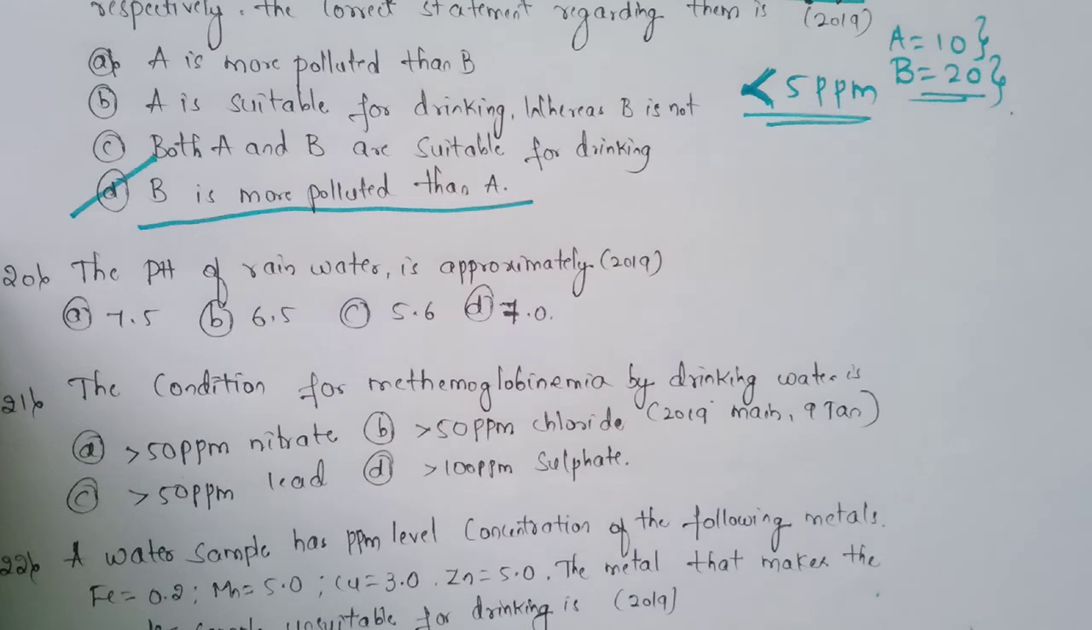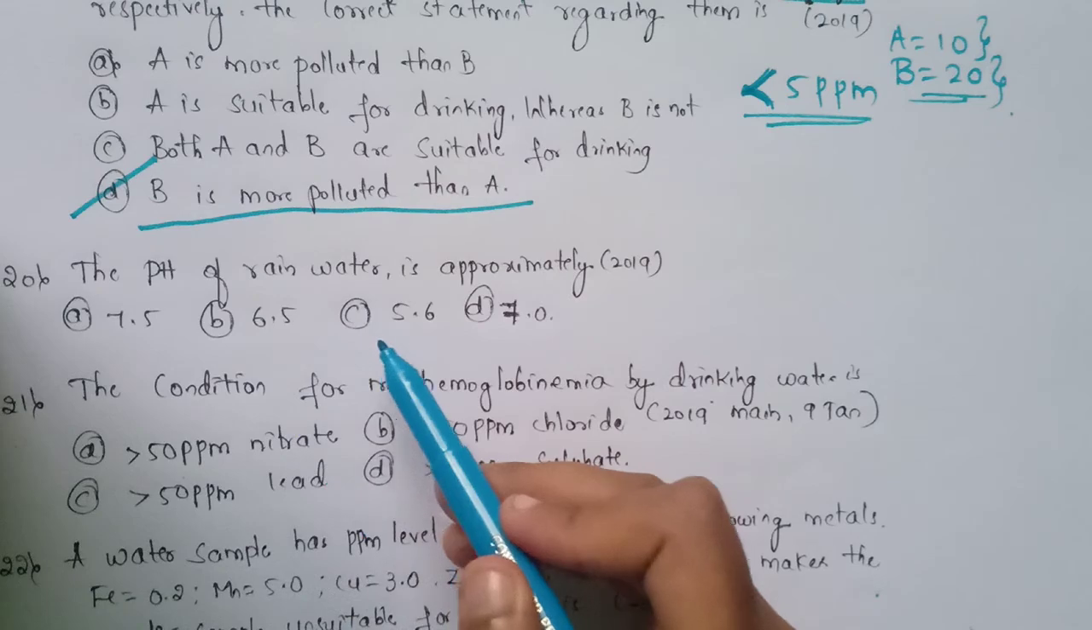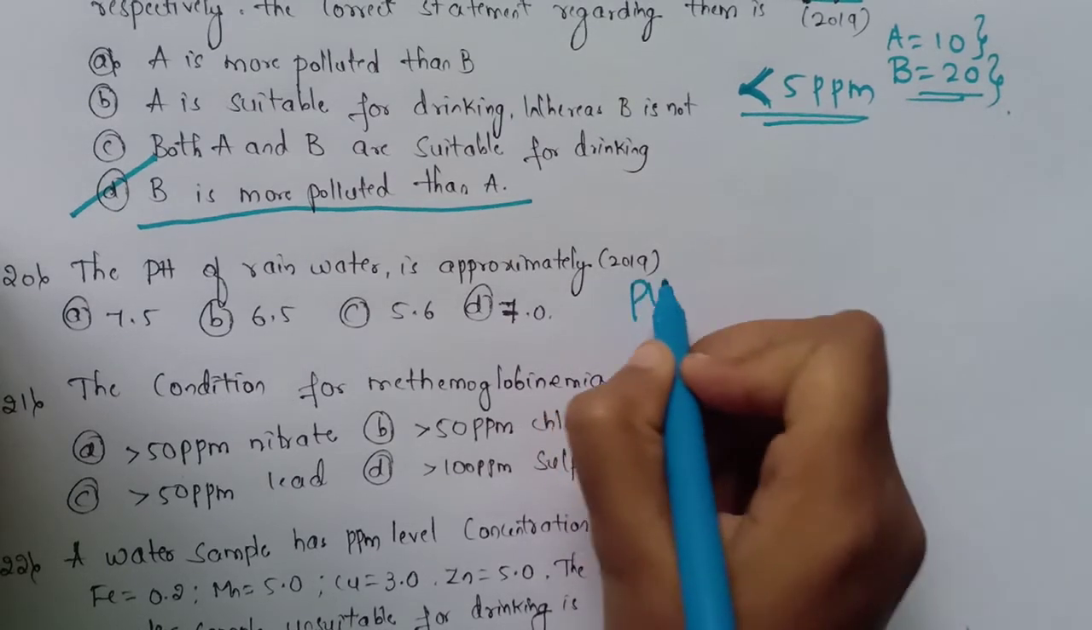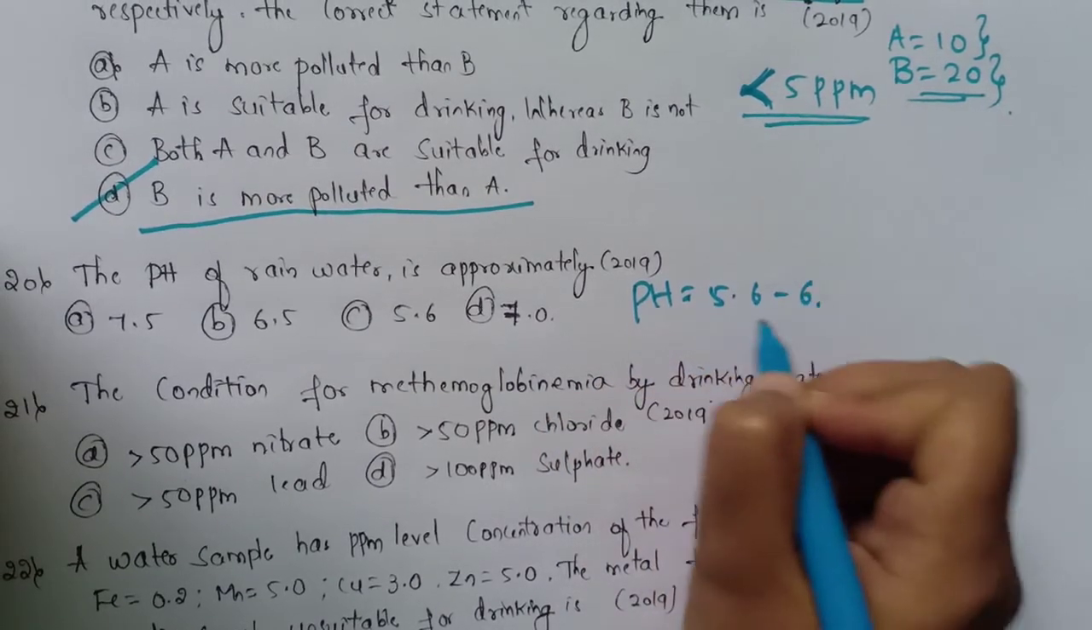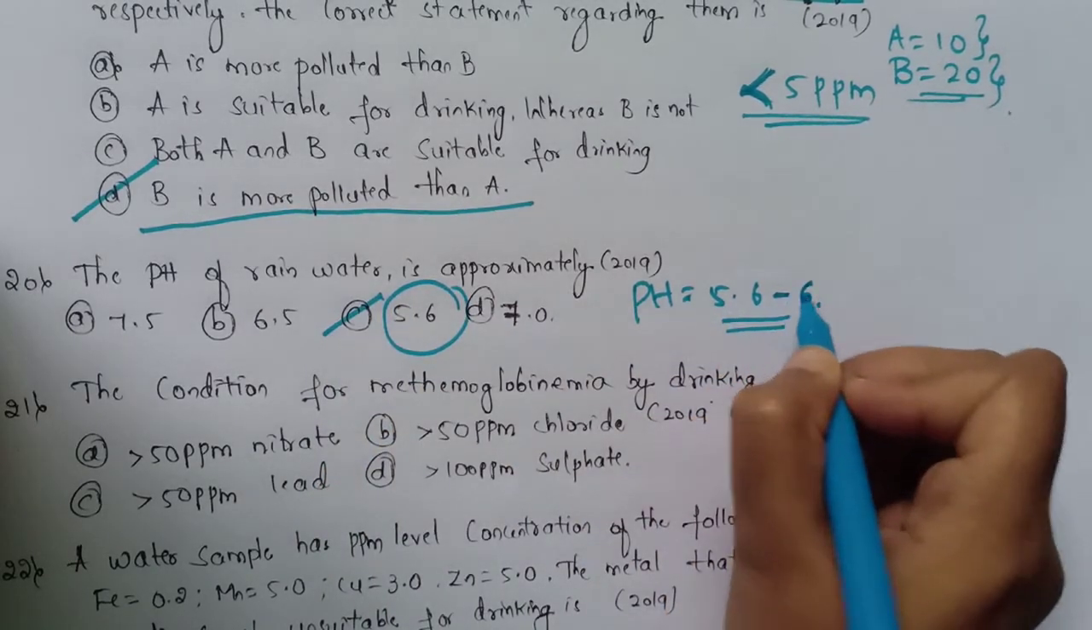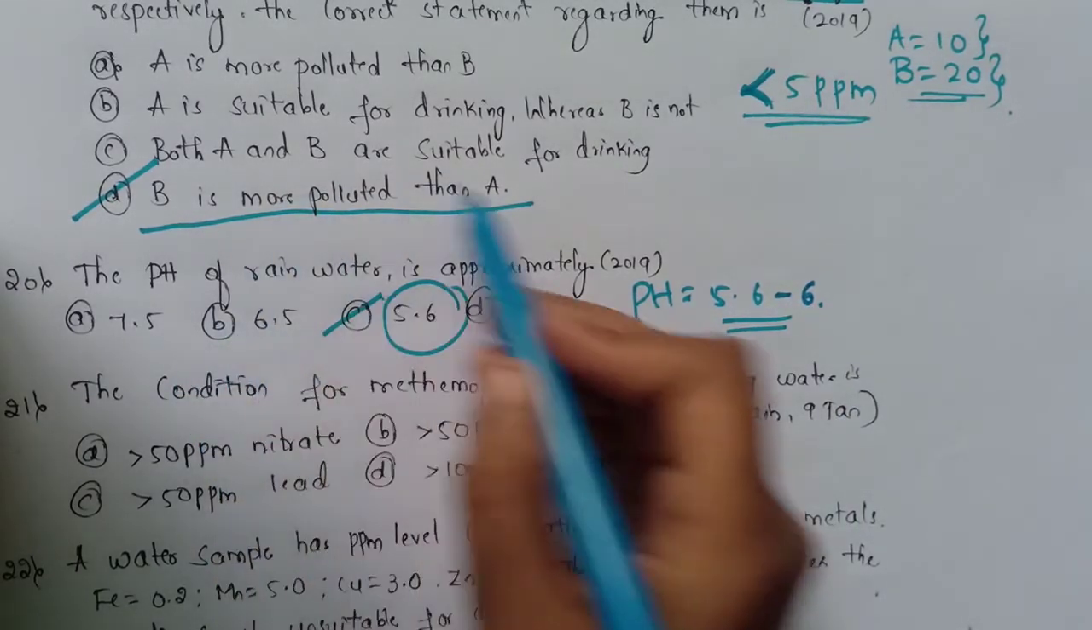And the 28th question is, the pH of rainwater is approximately, option A 7.5, option B 6.5, option C 5.6 and option D 7.0. So here, in clean water, rainwater picks up some acidic oxides like carbon dioxide and SO2. These are obtained from volcanic eruptions. These substances make the rainwater slightly acidic. So the pH ranges from 5.6 to 6. So the correct option is option C, that is 5.6. That is 5.6 to 6 is the range, while the others are more than this.